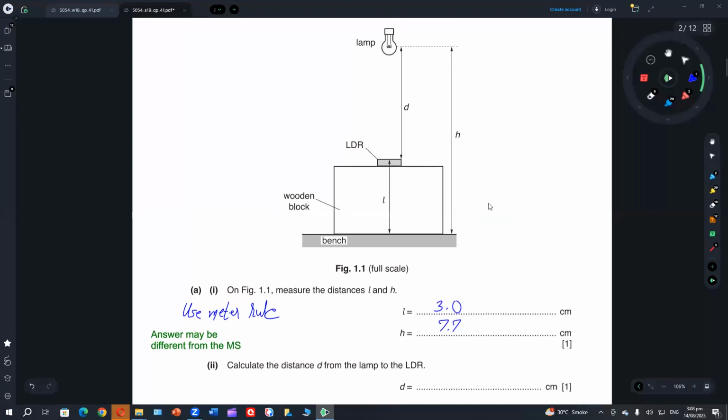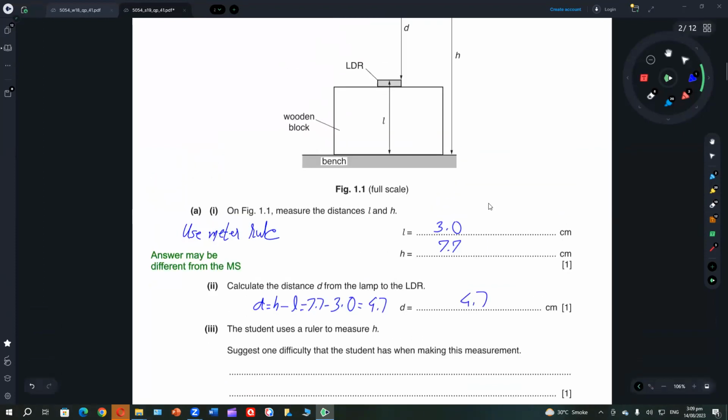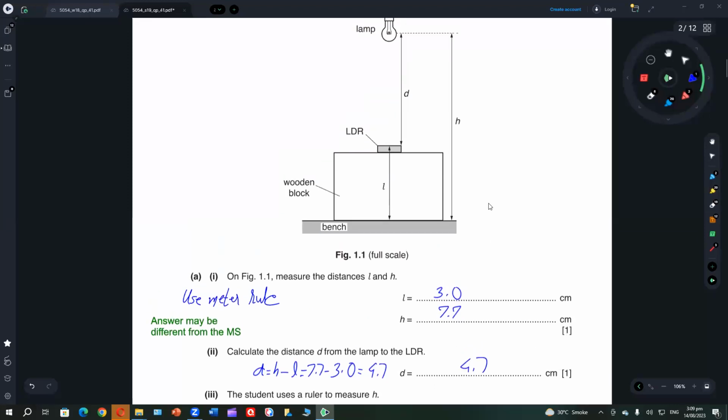So if you look at the diagram, do you think D will be equal to H minus L? Why are you subtracting? You have seen, look at the diagram. H is the total height and L is the height of the wooden block. So how can we get D? Okay.